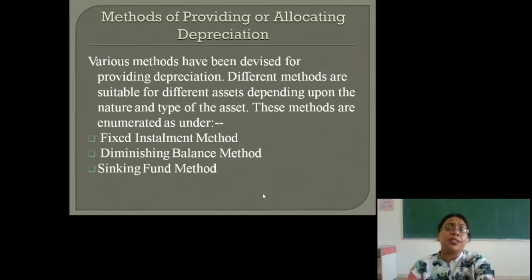So I've already stated that there are many methods of providing depreciation to an asset, but different methods apply to different types of assets. That totally depends upon the nature and the type of the asset. These methods are enumerated as under. Firstly, the fixed installment method. Secondly, the diminishing balance method. And thirdly, the sinking fund method. Okay, so these three methods we will study one by one along with the numericals.